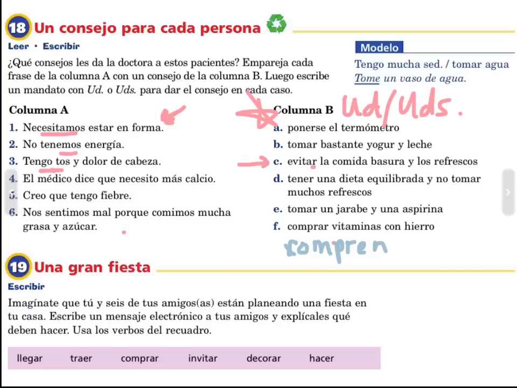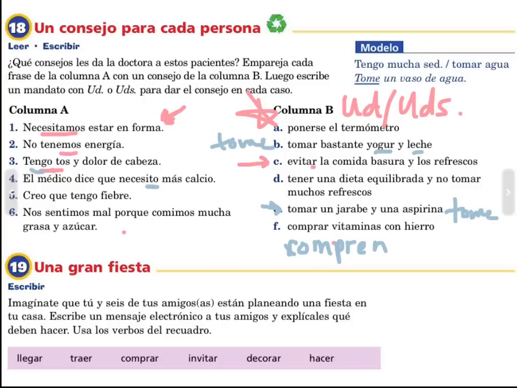Number 3, tengo tos y dolor de cabeza. I have a cough and my head hurts. So what should we do? We should do this. And then since it's in yo form over here, tengo, we're just talking to one person. So, but we're going to do it formally. We don't know them very well. So tomar in yo form is tomo, take off the O, and AR verb gets an E, tome. Tome un jarabe y una aspirina. Okay. Number 4. El médico dice que necesito más calcio. I need more calcium. Okay. So, what has calcium? Yogur y leche. And we're talking to just one person. So we're going to say tomar in usted form will become tome.